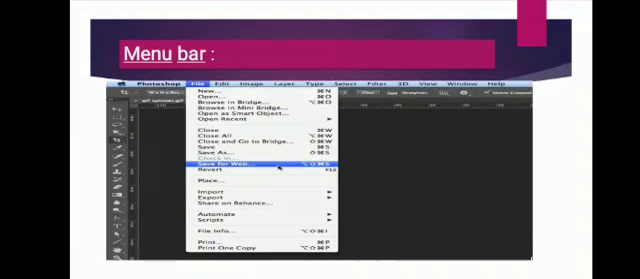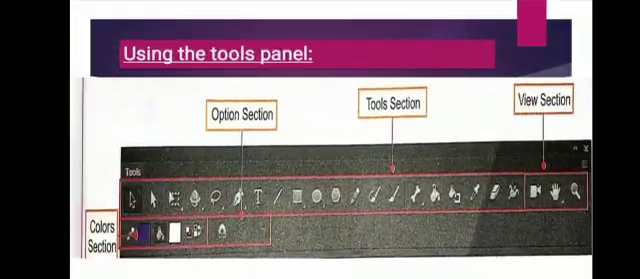Now we will discuss the tool panel. The tool panel consists of various tools to draw, paint, select and modify objects in the workspace. The tool panel is divided into 4 parts: tool section, view section, color section and option section. First we will discuss the tool section. It contains tools that are used for drawing, painting and selecting objects.